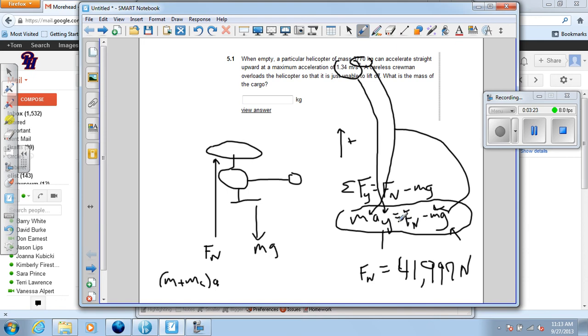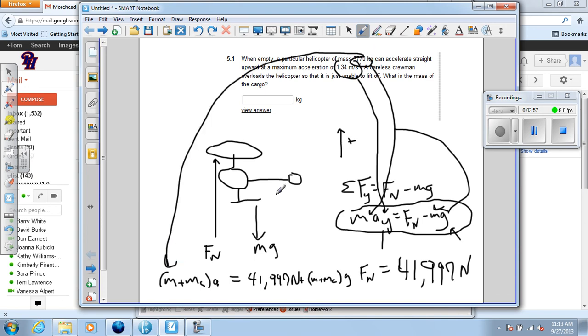times the acceleration. We're just rejiggering this equation. It equals that same normal force, so we'll just write in 41,997 newtons, plus those same two masses. It's a new weight, right? So it's going to be m of the helicopter plus the m of the cargo times g, which is 9.8. So now I just plug in: this is 3770. We know g is 9.8.